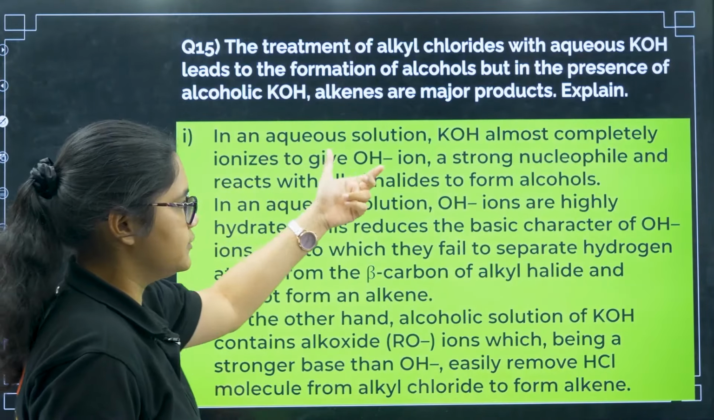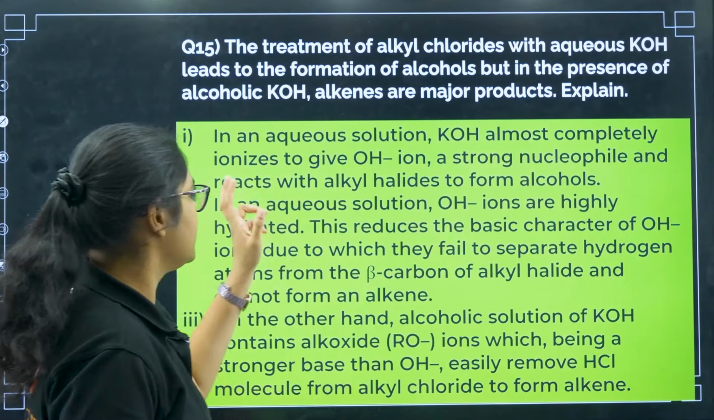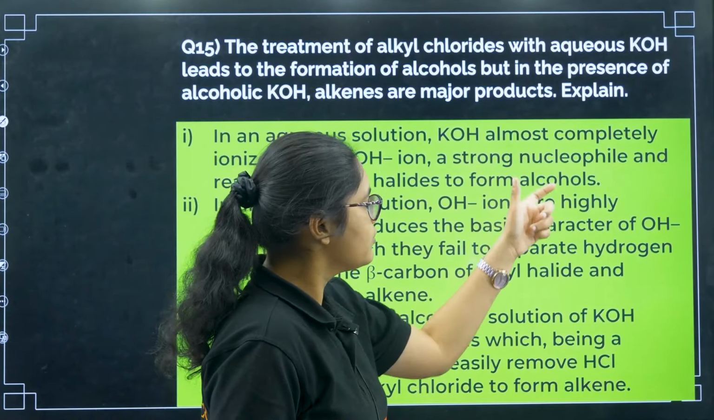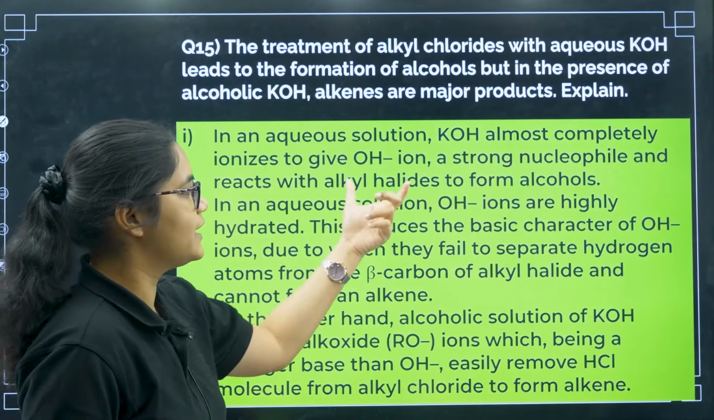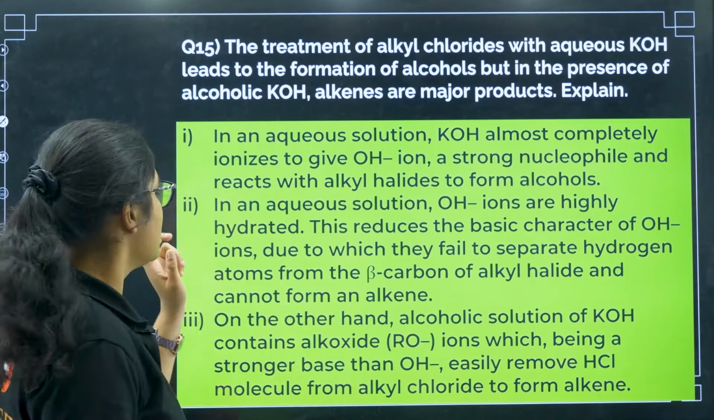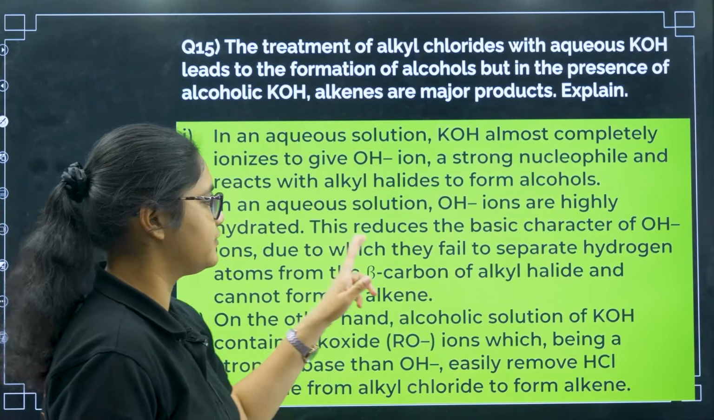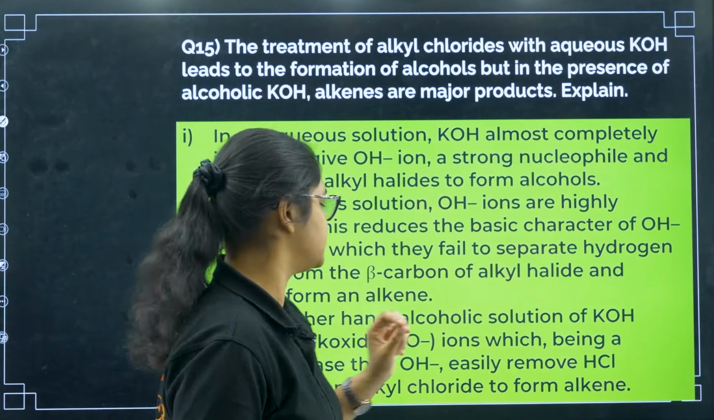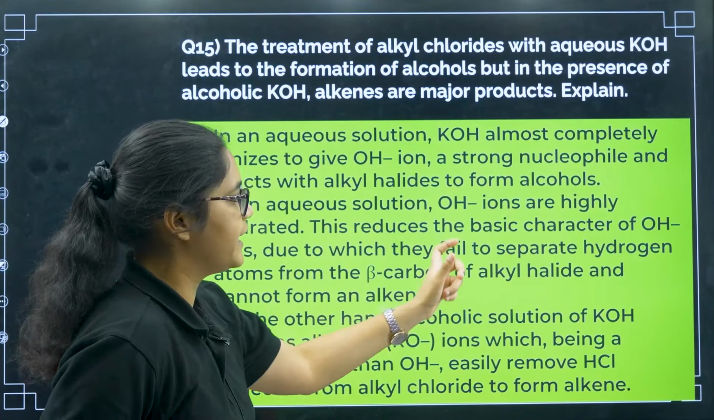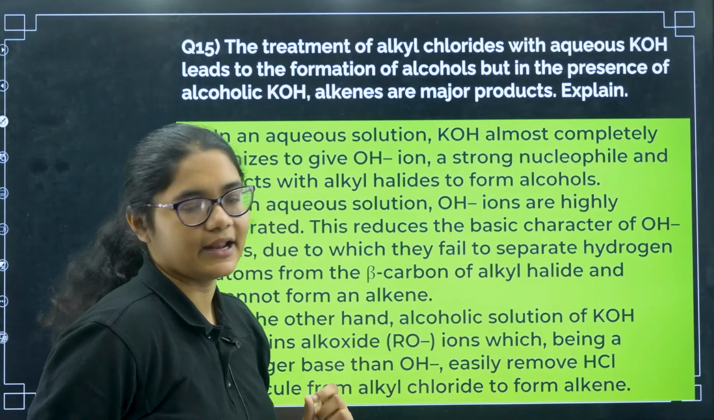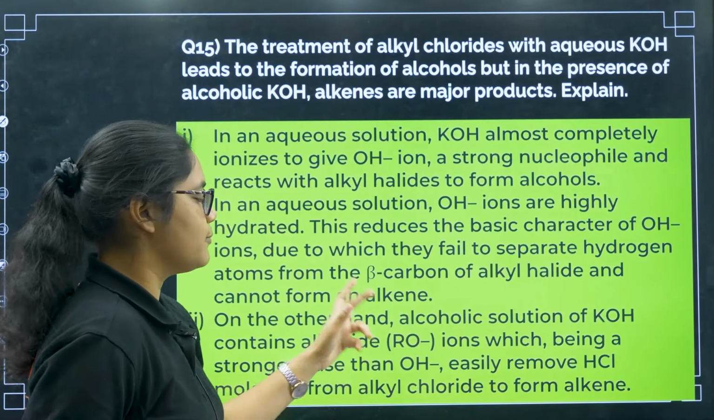So in an aqueous solution, KOH almost completely ionizes to give you OH minus ions, a strong nucleophile, and reacts with alkyl halides to form alcohols. In an aqueous solution, the OH minus ions are highly hydrated. This reduces the basic character of OH minus, due to which they fail to separate the hydrogen atoms from the beta carbon of alkyl halide. Okay, and they cannot form an alkene.